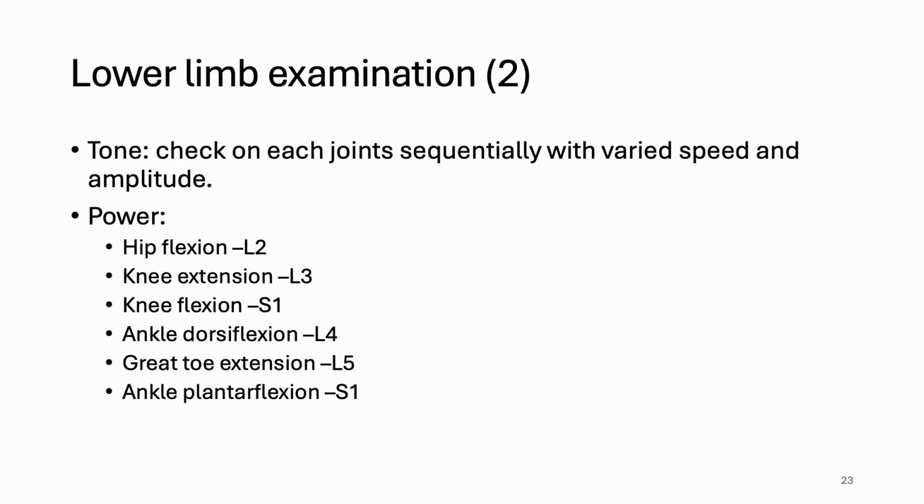After inspecting the lower limb, you should examine the tone of the lower limb, comparing left and right at each joint sequentially with varied speed and amplitude. Next, the power examination will focus on hip flexion, knee extension, knee flexion, ankle dorsiflexion, great toe extension, and ankle plantar flexion. The corresponding myotomes are stated beside the muscle group.